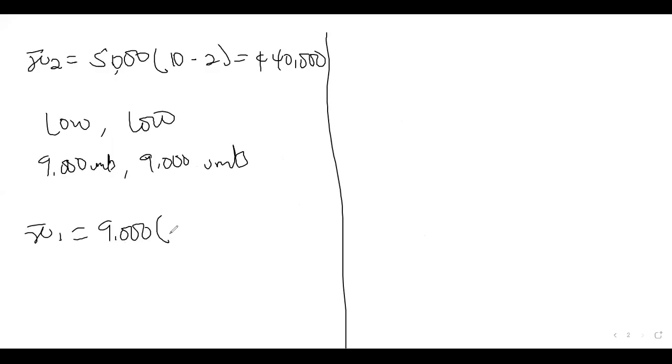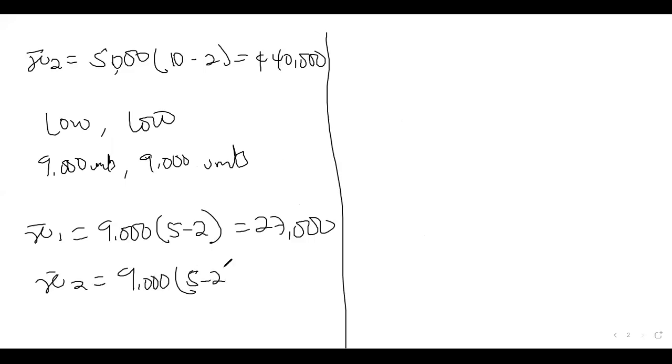So we have the output into bracket the price, 5 cedis, minus the average cost, okay? So when you solve it, you get 27,000. Then also profit for firm 2, he's also getting 9,000 units into bracket the low price, 5 cedis minus 2, you also get 27,000. Okay, so this will be the outcome when they set low price. Now the question says that if one sets low and the other sets high, the one that sets the low price will get output of 15,000, and the one that sets a high price will get output of 2,000. So let's deal with low and high.